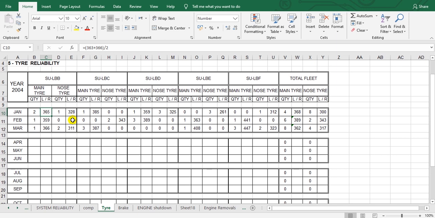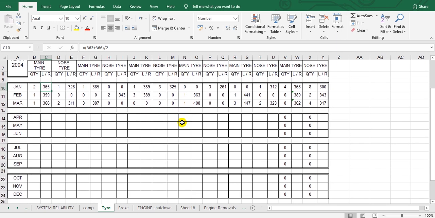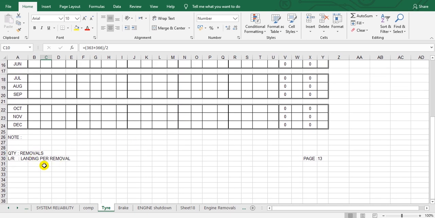Why do we care about these removals? Because if the number of landings per removal is smaller than the average, we must study that. Maybe a flat spot on the tire, maybe a deep cut, maybe a side cut, but if normal, it is the normal wear. Okay, this is the estimation, the quantity, how many removals, and this is L over R equals landings per removal.